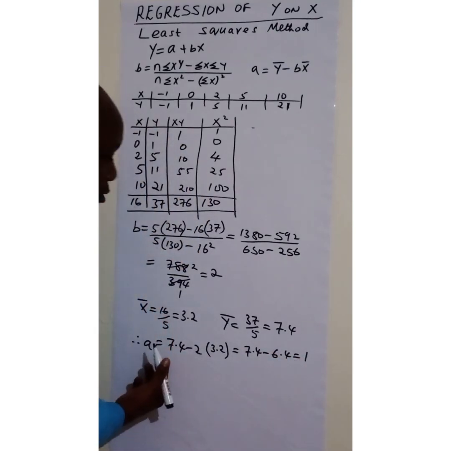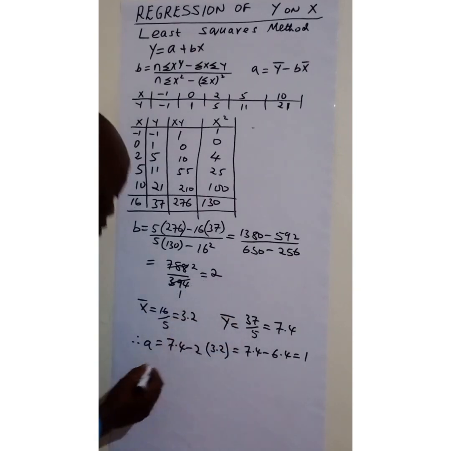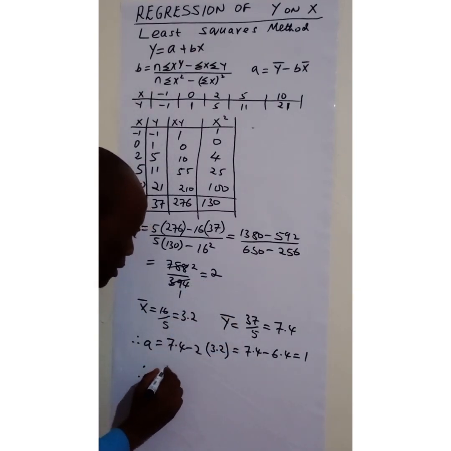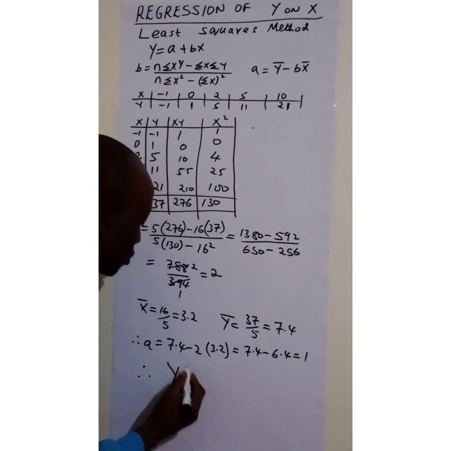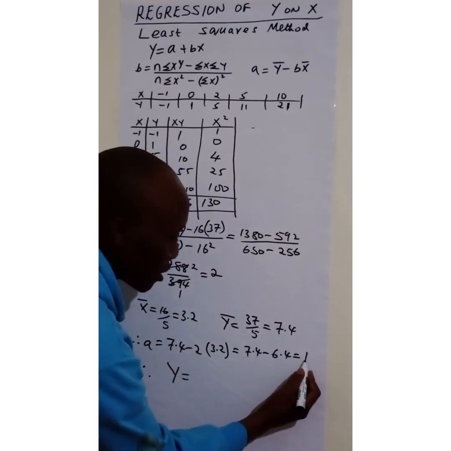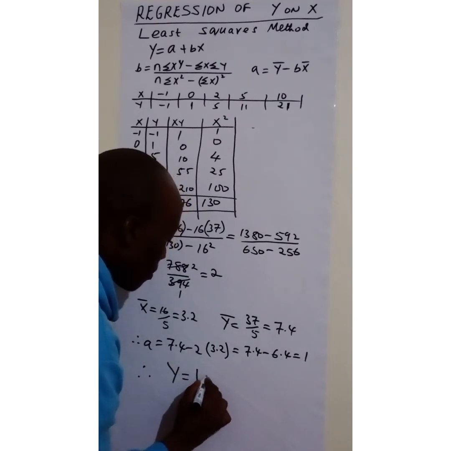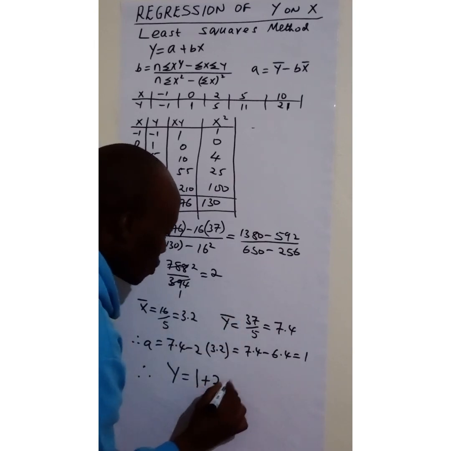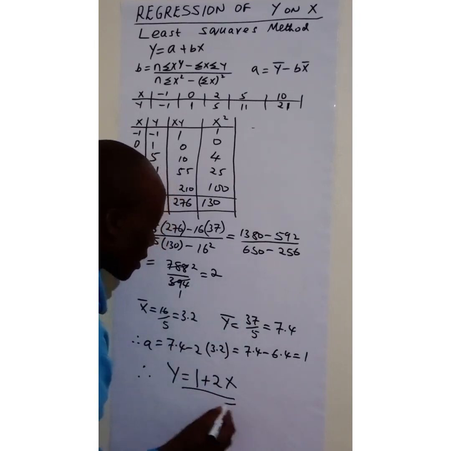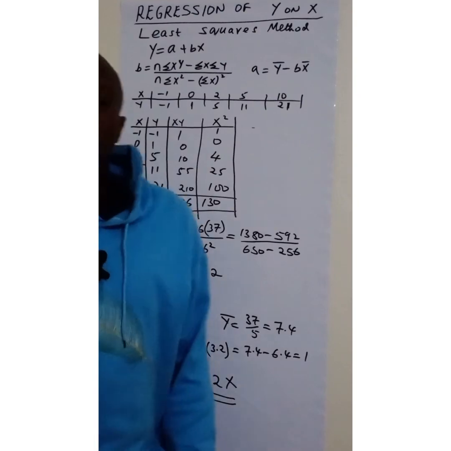So we have found the value of a and the value of b. Therefore, we can write the regression equation of y on x as y is equal to, instead of a, we put the value of a, which is 1, plus 2x. And that becomes the regression equation of y on x.